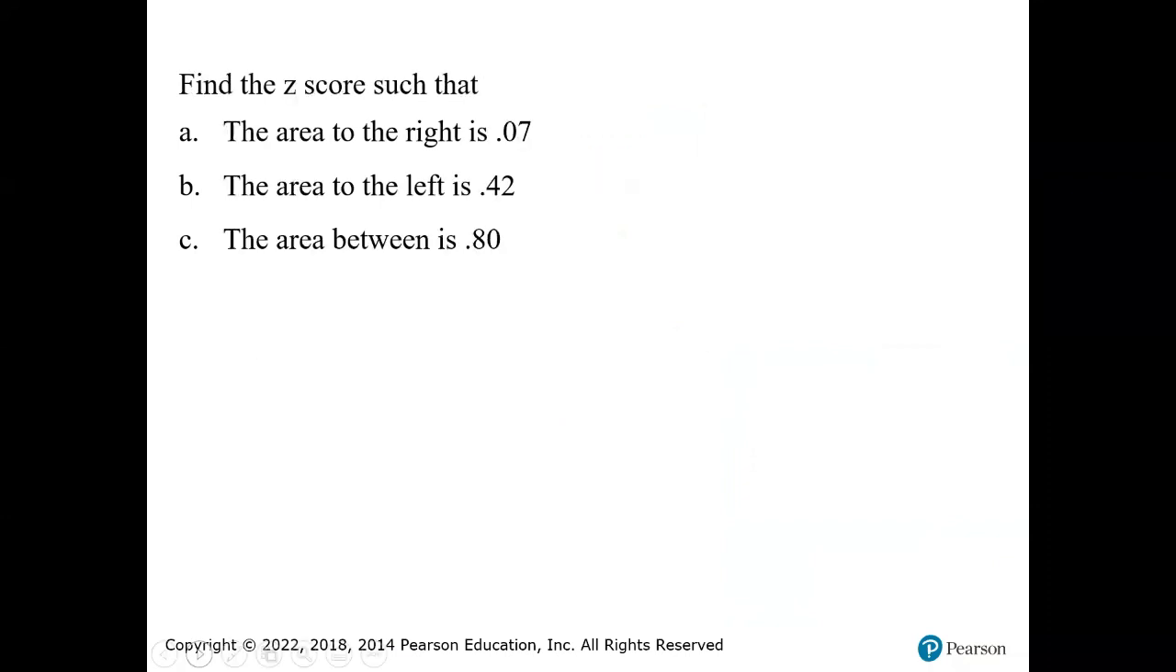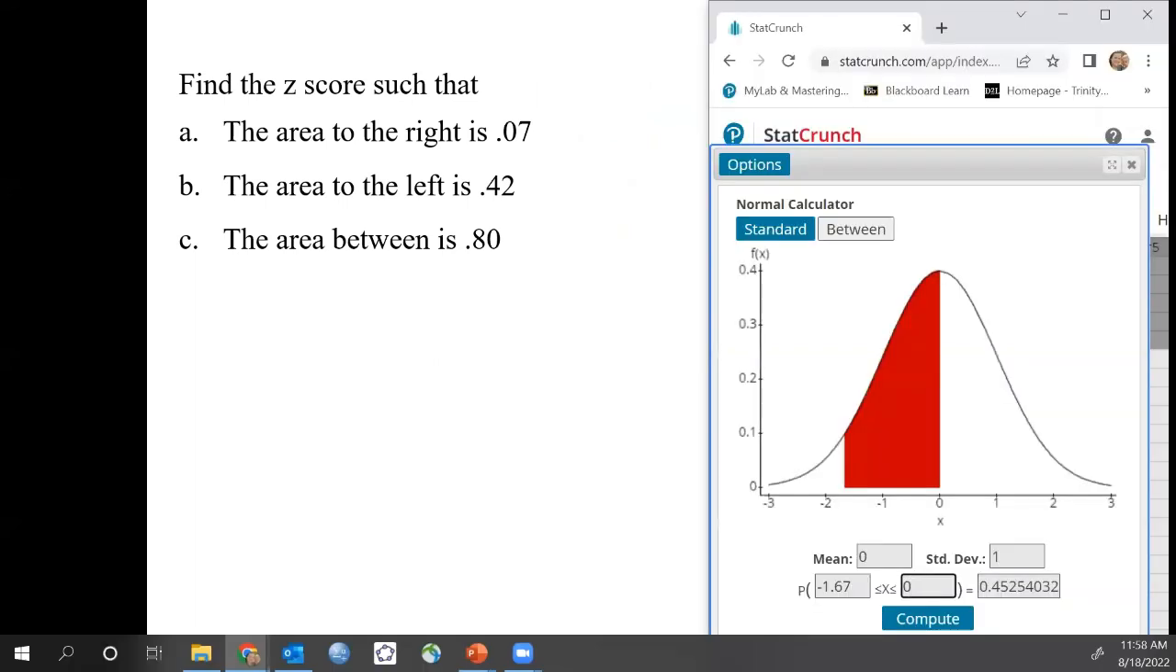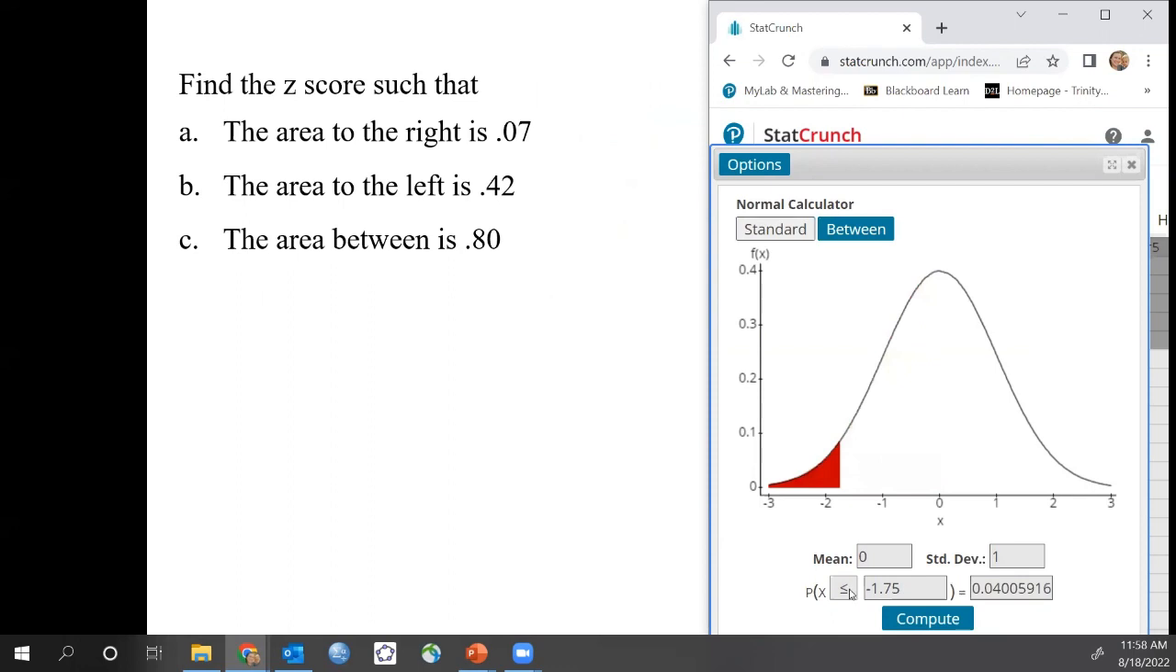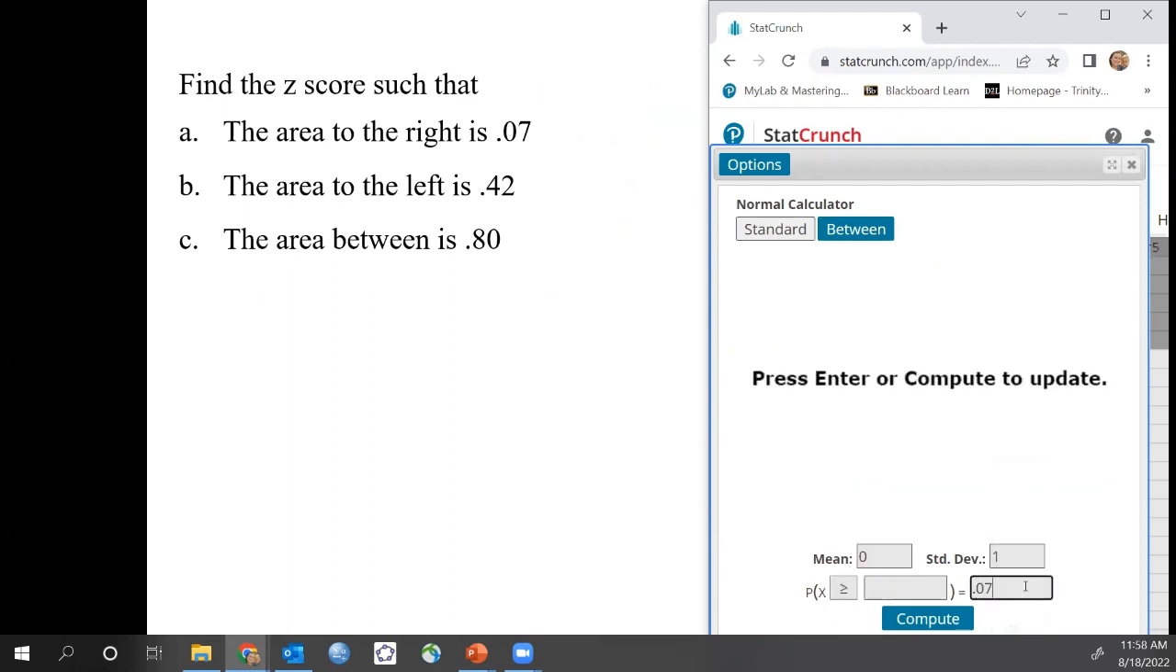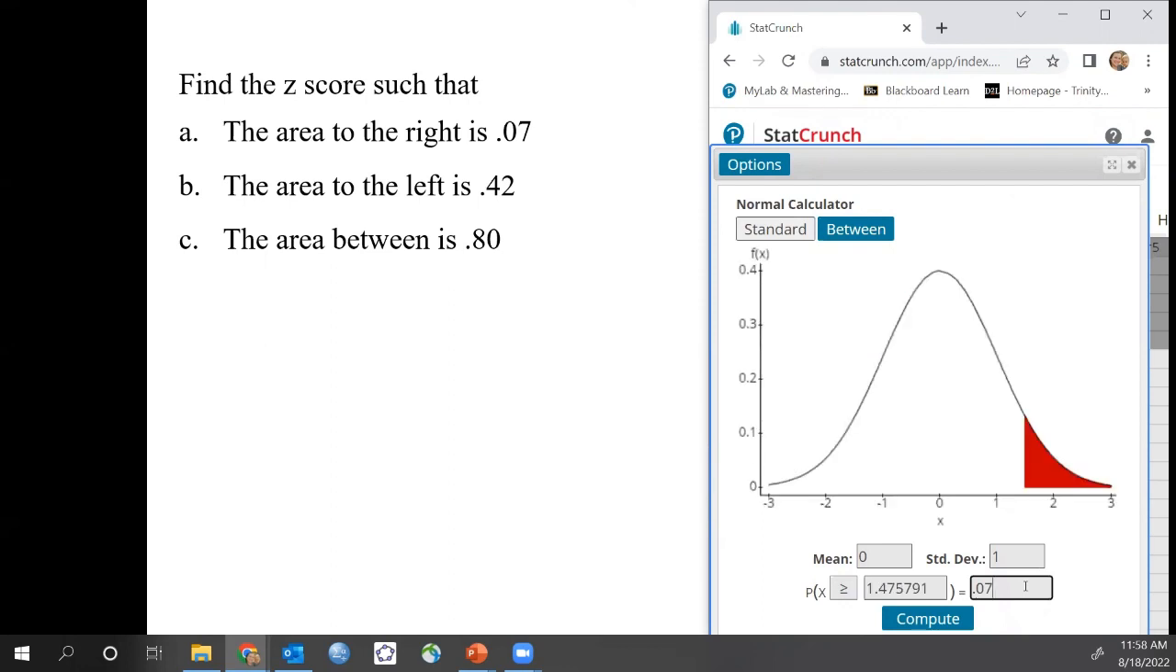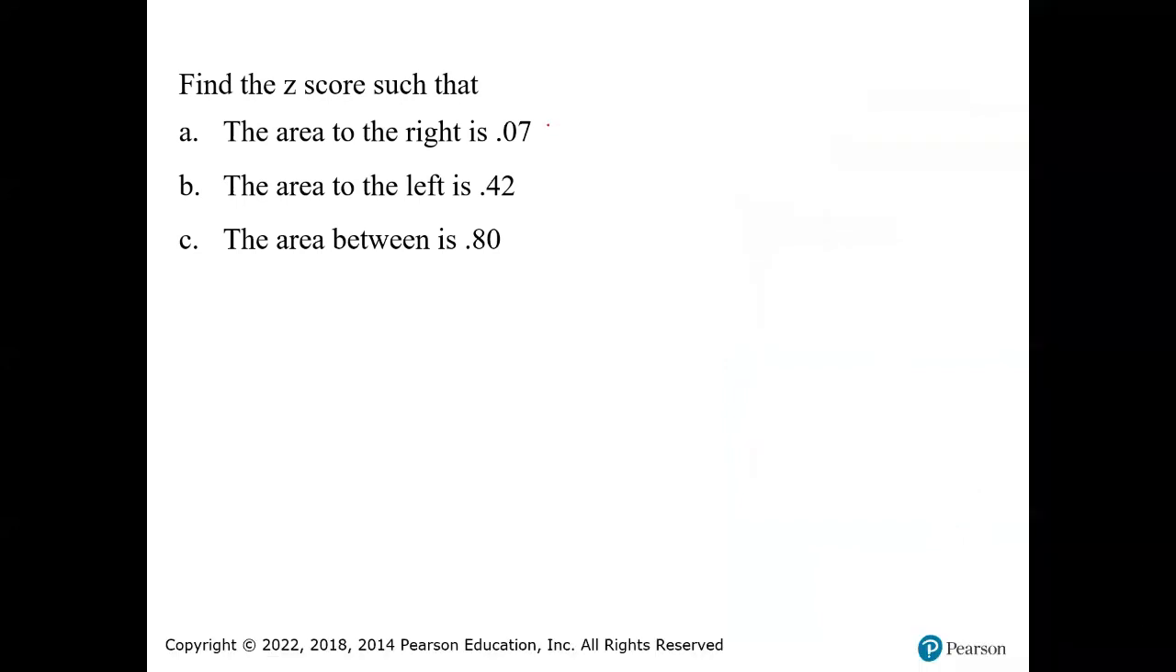Working backwards, find the z-score such that the area to the right is 0.07. Still working with standard normal. Go back to standard. I want right, so I want greater than, and my area is 0.07. Anytime we're finding the z value, we only go to two places. So 1.475 is going to round that to 8. 1.48.